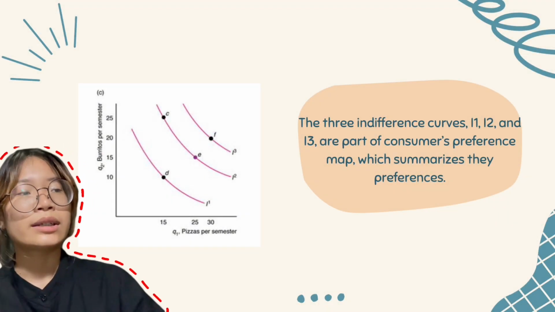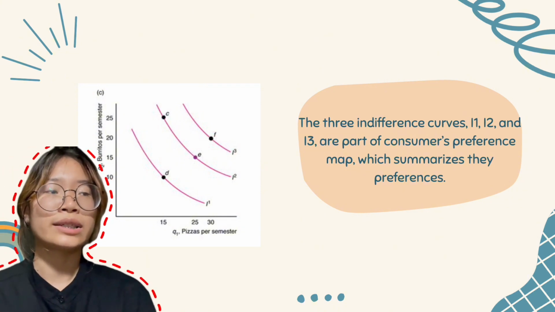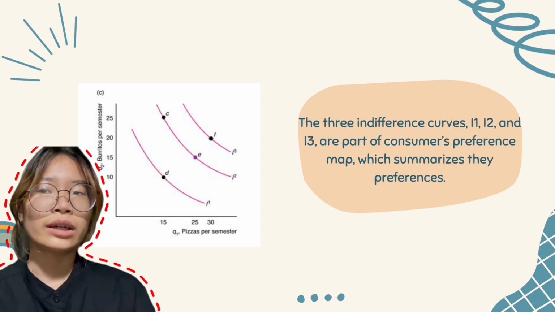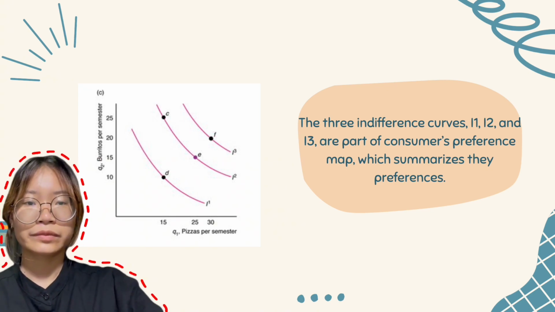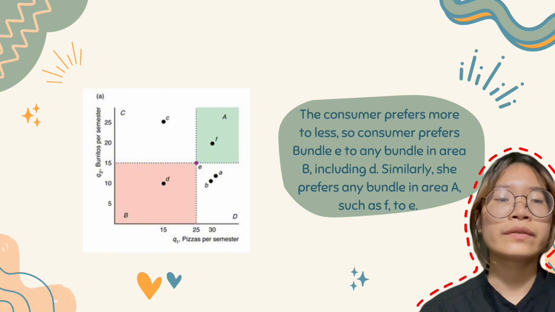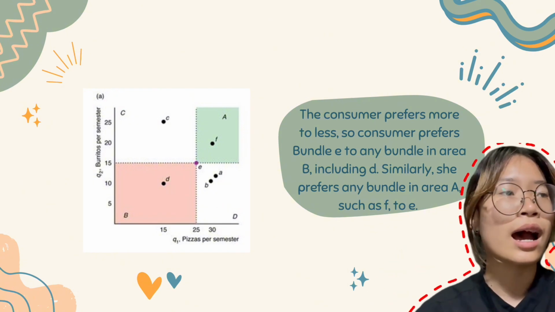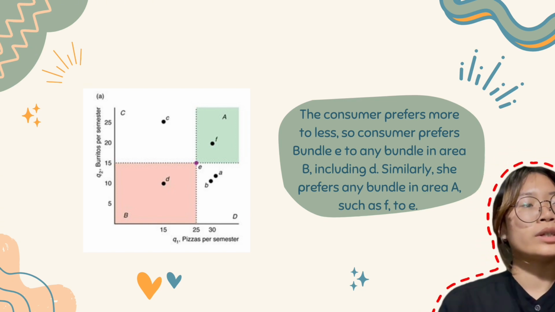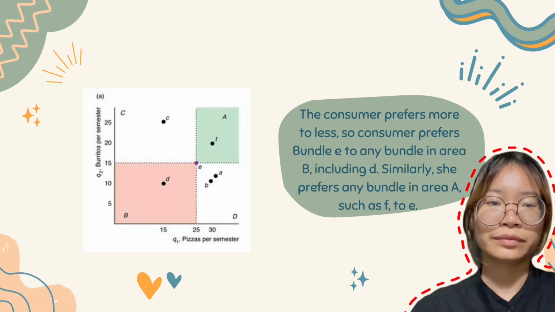We can see that indifference curve I1 shows a set of bundles among which the consumer is indifferent. And the last one, we can see the three different curves I1, I2 and I3 are parts of a consumer preference map which summarizes consumer preferences.